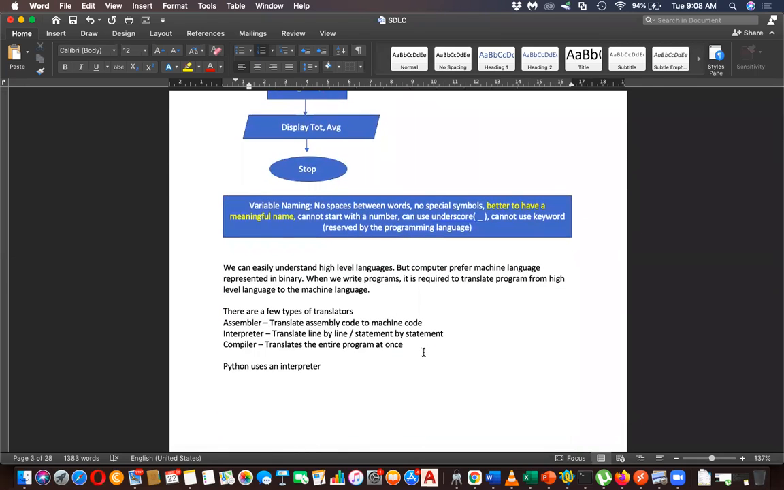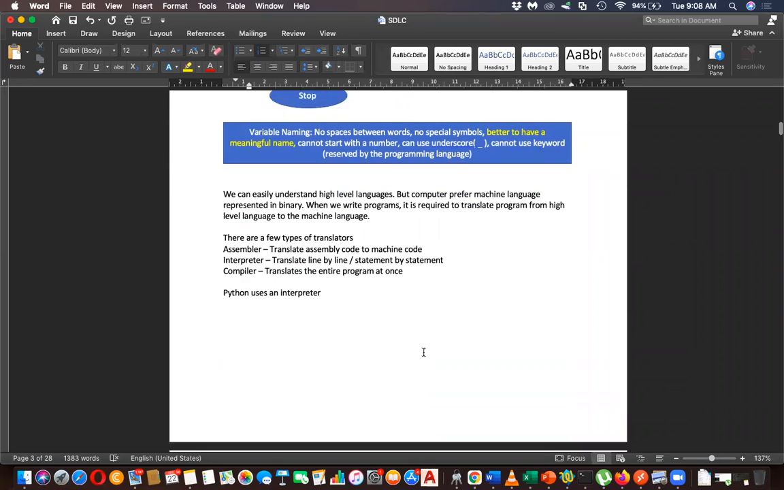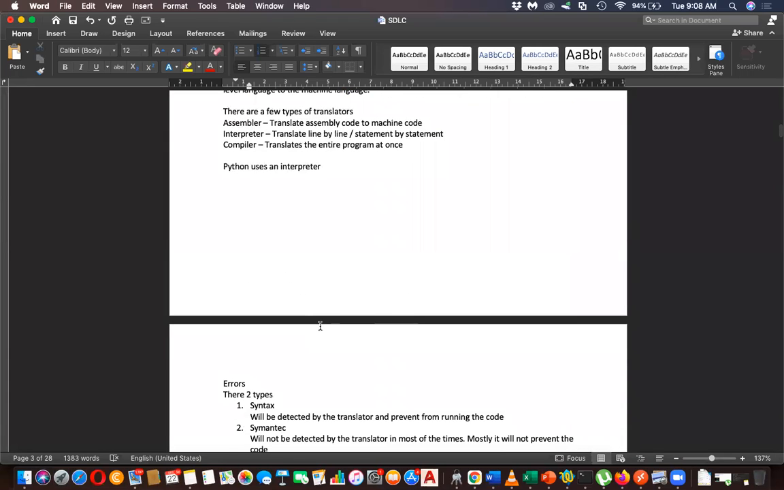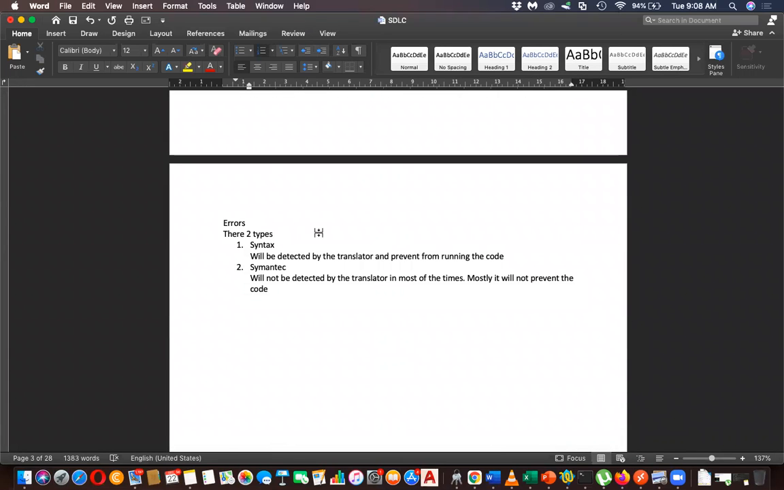And I think we have done an example too. Yes, this one, we discussed the Python code to add three numbers. And then we found there are two types of errors. We can easily find two types of errors.